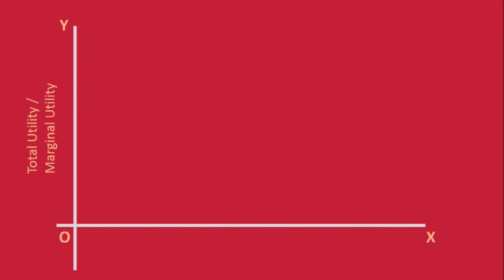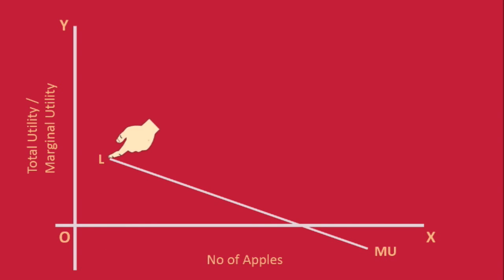We can graphically represent the utility schedule. Along the x-axis, we measure the number of apples. Along the y-axis, we measure the total utility and marginal utility. Marginal utility curve falls continuously. To begin with, it is positive. It reaches 0. Ultimately, it becomes negative. Total utility curve moves up, reaches the maximum, and then falls.